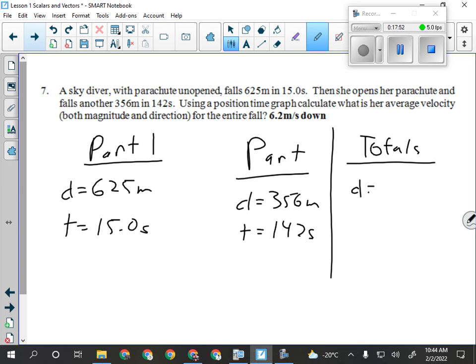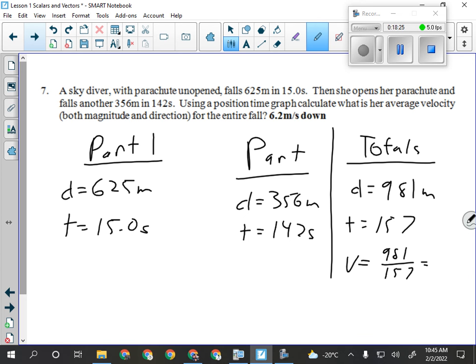Okay, our total displacement, 981 meters, and our total time is 157 seconds. Okay, so our average speed would be 981 divided by 157, okay, which is going to be 6.2 meters per second down. Okay, so they obviously fall a lot slower with the parachute open than they did in the first part where they fell a long way in a very short period of time.